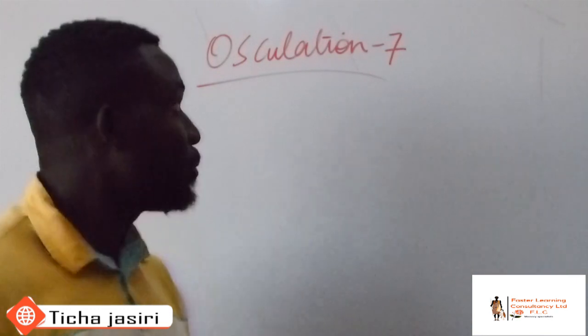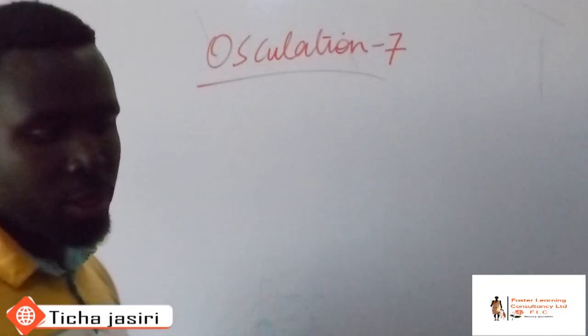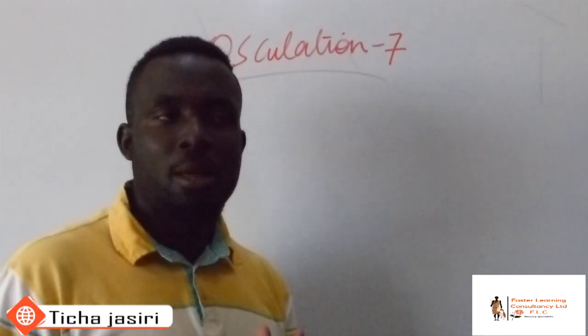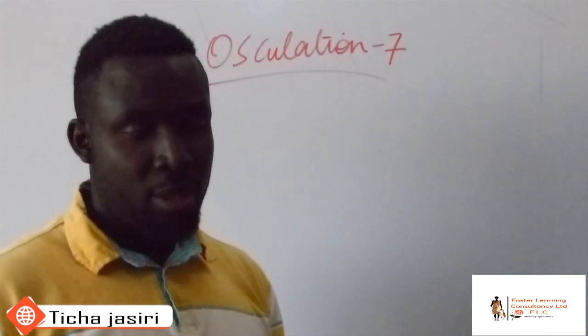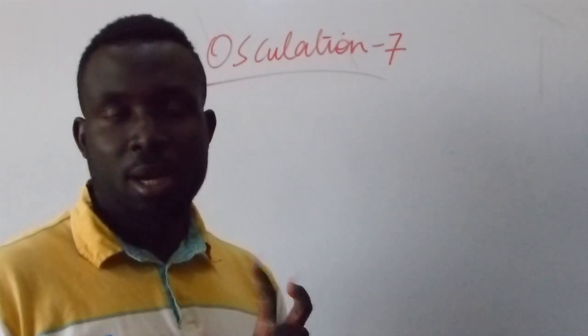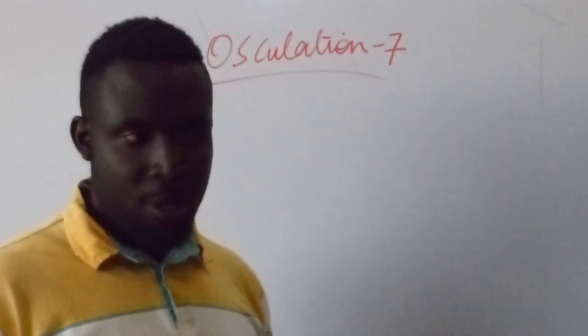Today I want to show you what you call osculation. Osculation is just to check on numbers whether they are divisible by another number. That is, whether they can be divided by a certain number without any remainder.